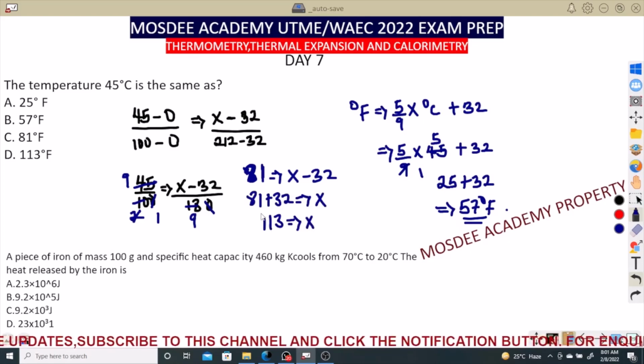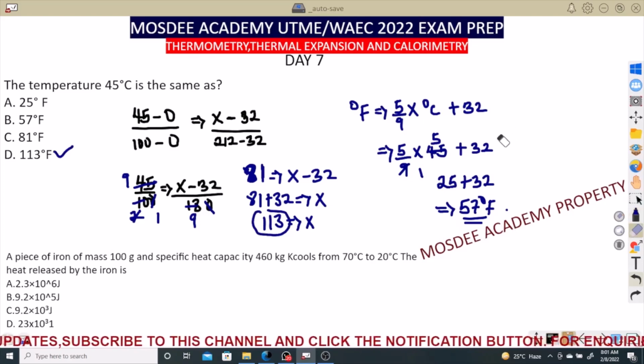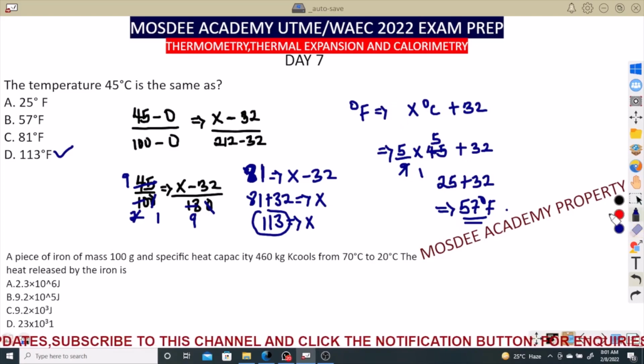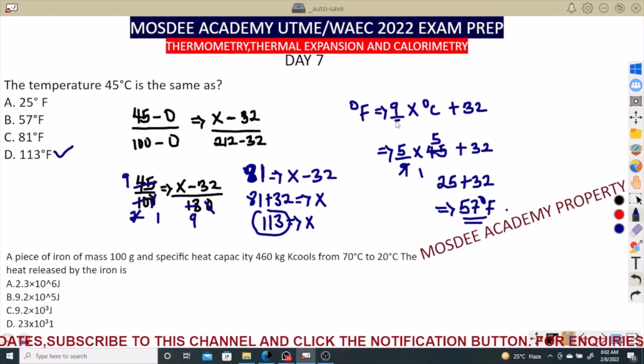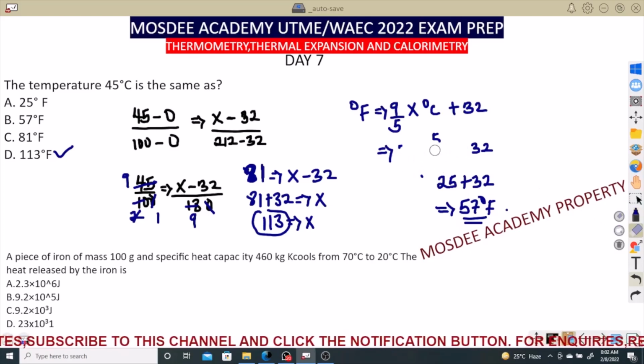Yes, actually this is correct. And 113 also, and they should be the same. So let me see where I screwed it here. Oh, I've seen my mistake. The formula is not 5 over 9. The formula is 9 by 5. So it's 9 over 5, my dear student. I'm sorry about that. Thank God I used this method. I would have screwed the question. So let's just change it to 9 by 5 and solve. You are going to see that the answers are going to be the same.